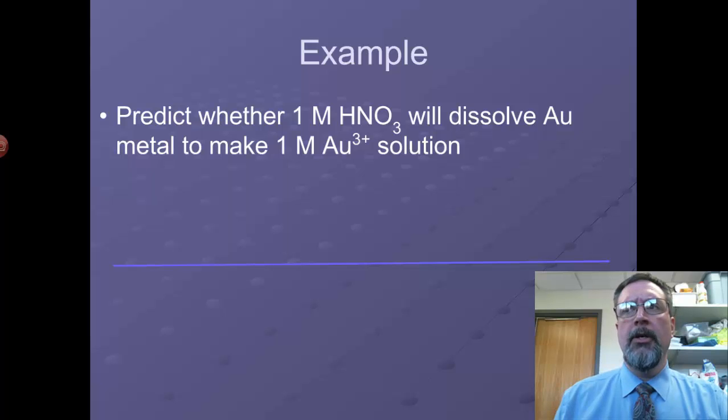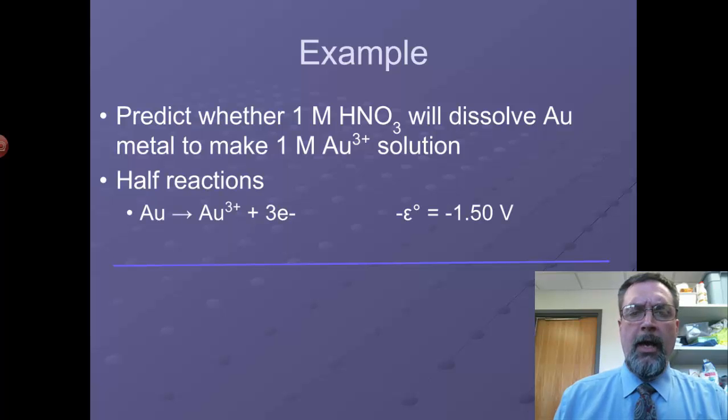Now that doesn't sound like I'm talking about a galvanic cell, but it's still redox, right? Gold of 0 to gold of plus 3, that's oxidation, and NO3 minus to NO2 would be reduction. But whether or not it will happen, we need to see if delta G is negative or E cell is positive. Okay, my half reactions, gold to gold 3 plus 3 electrons, that's the oxidation. That's what we're trying to figure out if it will happen.